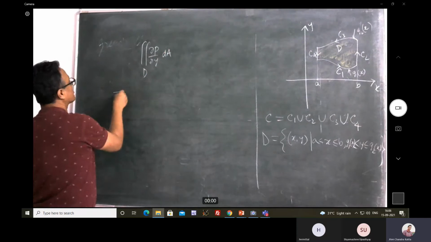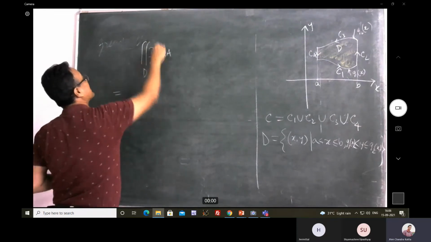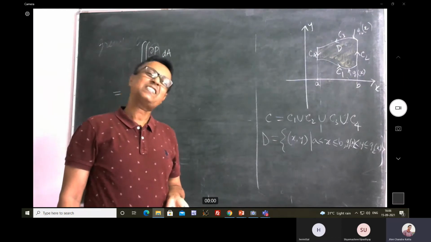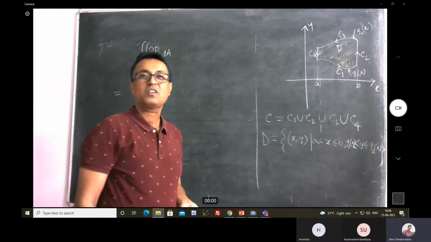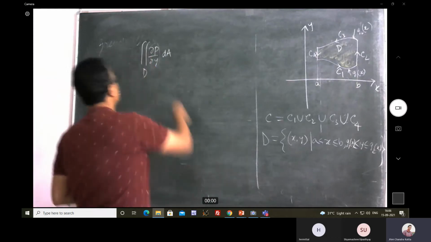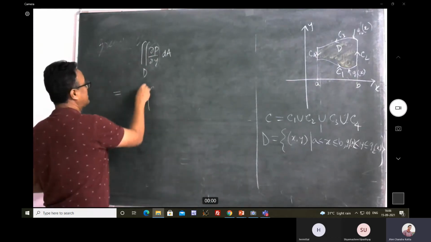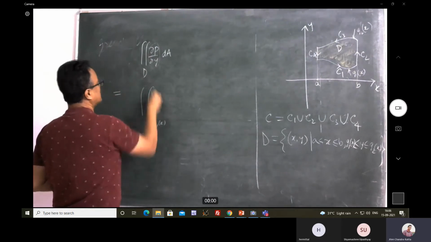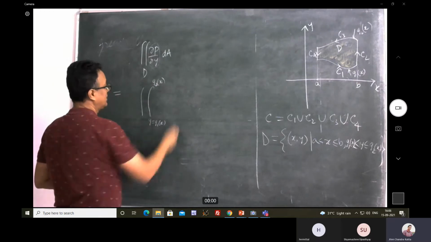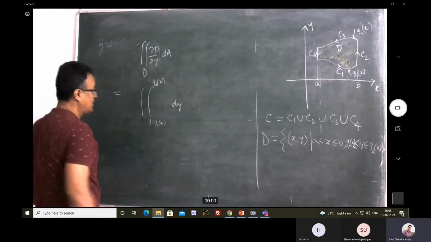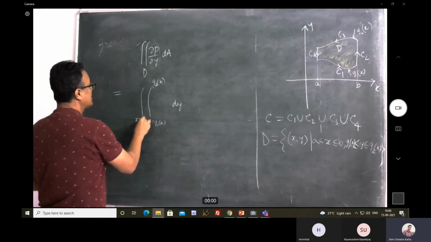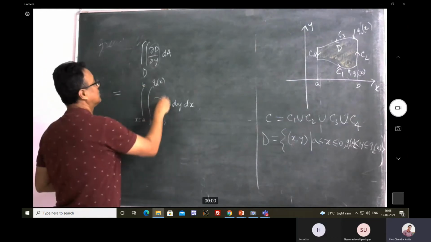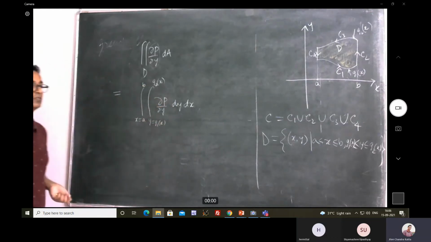Fine. So now what I'm going to do, please don't look at del P del y as something which is very difficult. Just simply look at it as some function of x and y. So had it been some function of x and y, what would we have done? D being a type 1 region, firstly I would have integrated it between G1(x) and G2(x) with respect to dy, and then I would have integrated it with respect to x between a and b, isn't it? Fine.